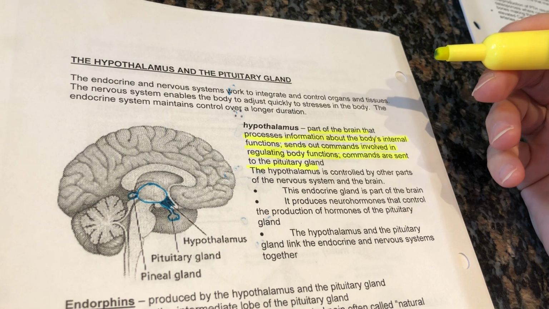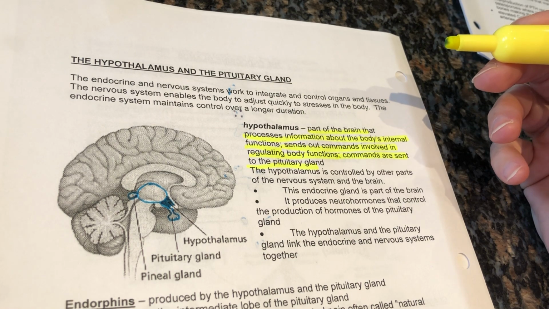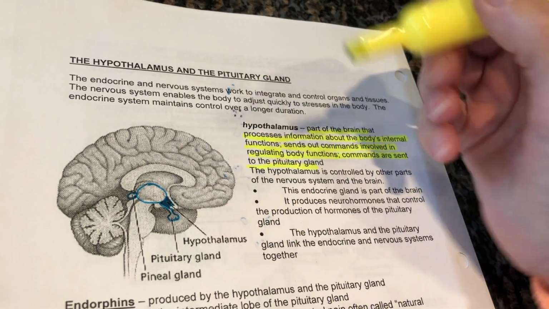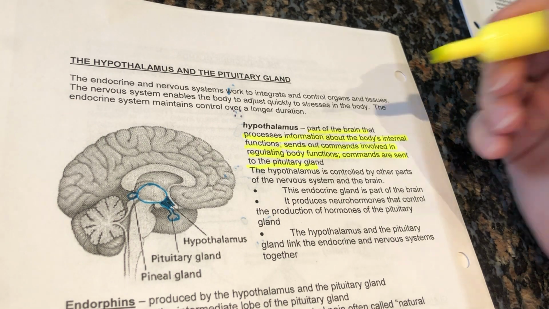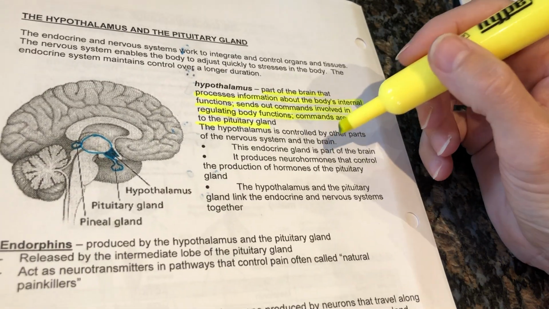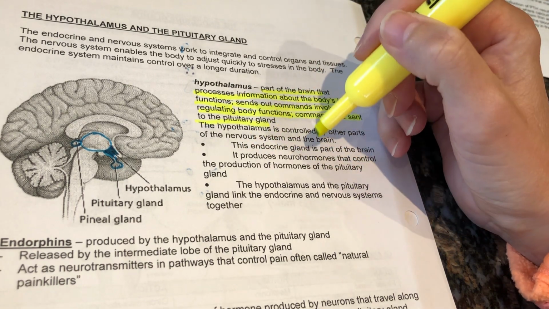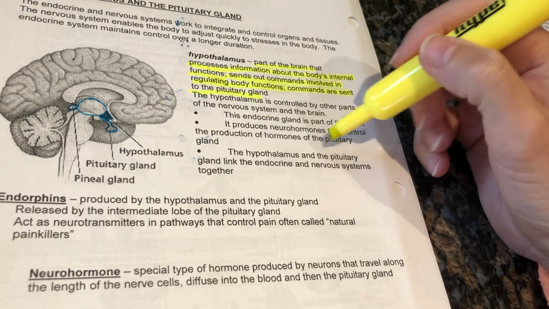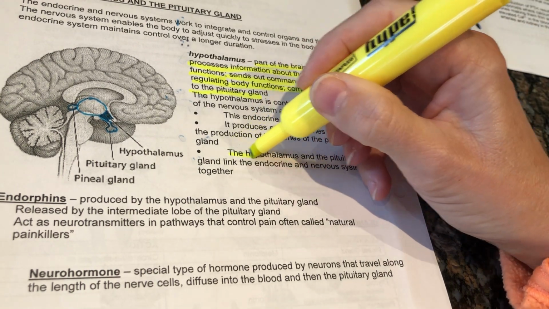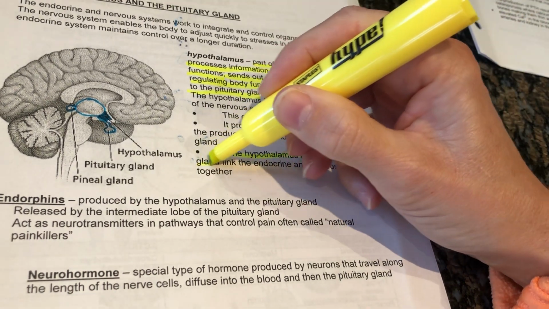So this endocrine gland is part of the brain. So be aware of that. The hypothalamus is clearly in the brain. It's part of the brain and it functions in other things other than just sending out hormones. All right, it produces neurohormones. Well, I'll get to that in a minute. It's important. A neurohormone is slightly different than a hormone. And the hypothalamus and the pituitary gland link the endocrine and the nervous system together.